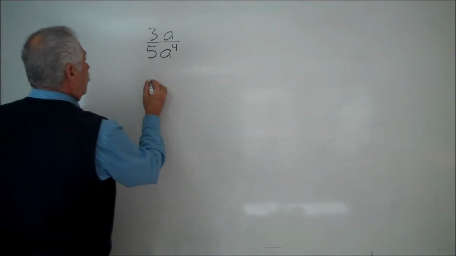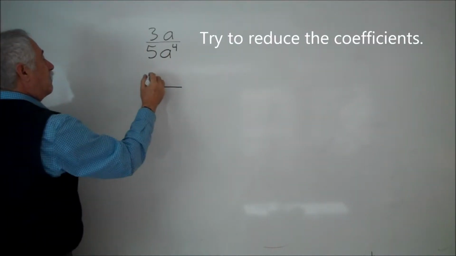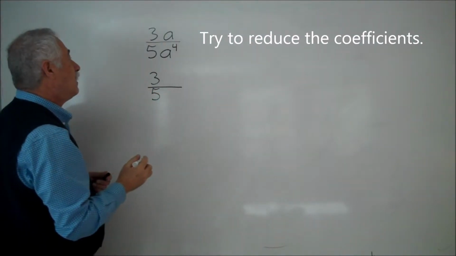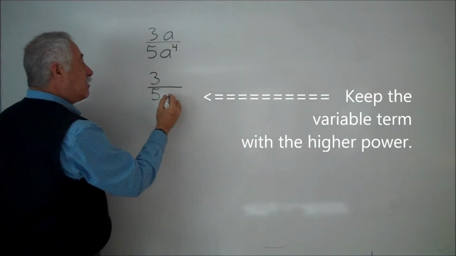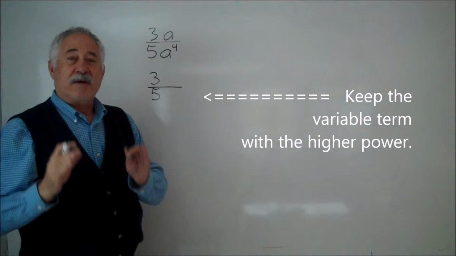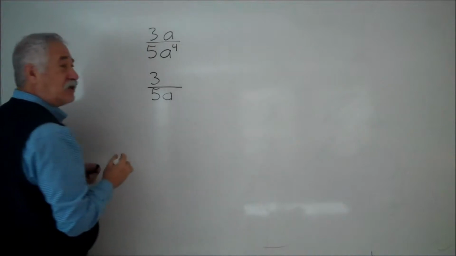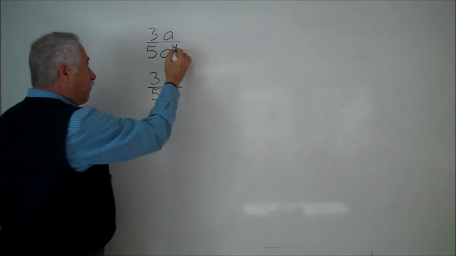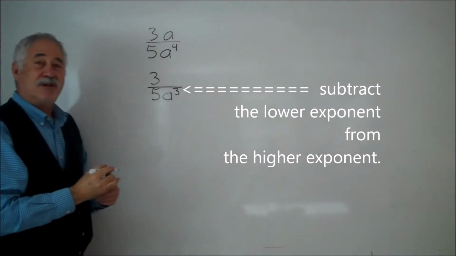So, the first thing that happens is you look at the number and it will not reduce. It's an ordinary fraction, 3/5. It stays 3/5. Next you move to the letters. The higher power of the A is in the denominator, so you keep the A in the denominator. You keep the letter wherever the higher power of that letter is. So the A stays in the denominator. This is a first power. This is a fourth power. 4 take away 1 is 3. And now the fraction has been reduced.